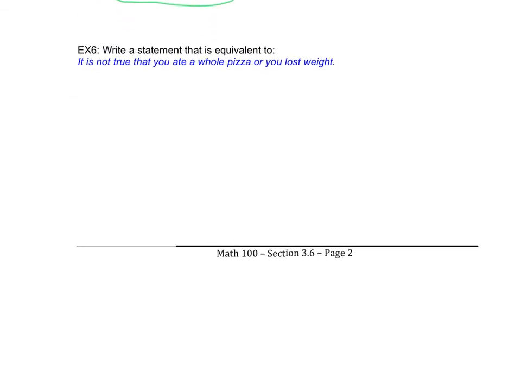In example 6, we're going to use De Morgan's again. It says, write a statement that is equivalent to, it is not true that you ate a whole pizza or you lost weight. So again, I see, it is not true that. What follows is in parentheses and it's negated. Okay, so we have an or in here. So this would be a negation, and that would be like a P or Q. So I know that this is going to be equivalent to change everything, not P and not Q.